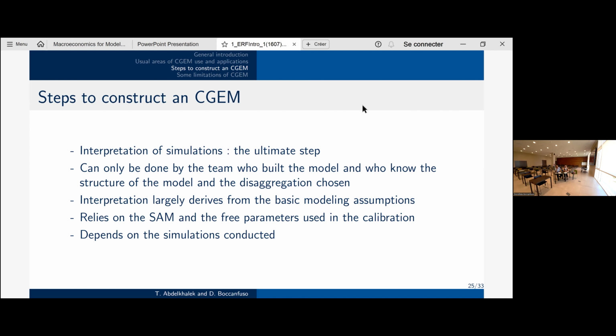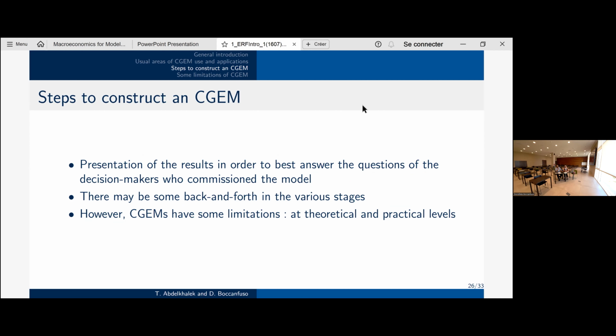When we are writing a report after a CGE model, we don't need to give the decision maker equations. We cannot explain to him the calibration. We cannot explain to him the closure. We have to write a story. Well, this is the impact. This is a table of results. This is the policy consequences. So these are generally the steps we have when we construct a model.